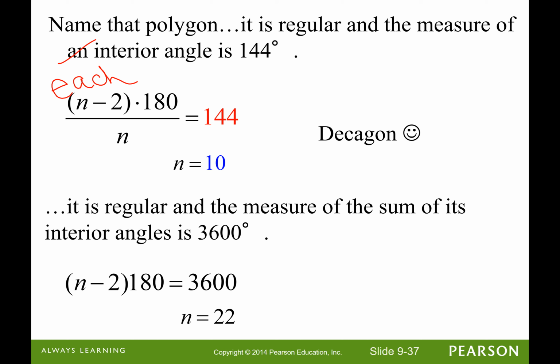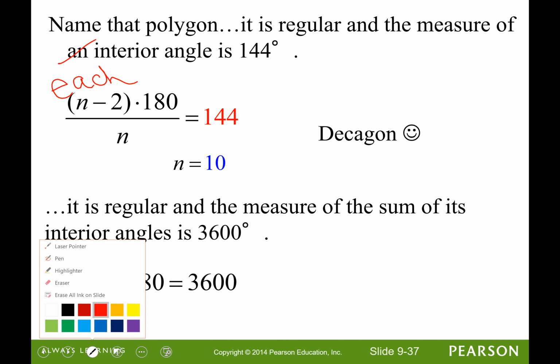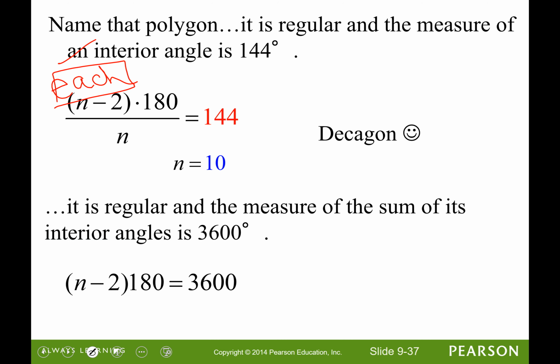We divided by n before because we were told that the measure of each interior angle is 144 degrees. That's why we divided by n using that formula. But this time we're just told their sum is 3,600, so don't divide by n. Solve that equation for lowercase n, and you should get n equals 22, and that would be a 22-gon.